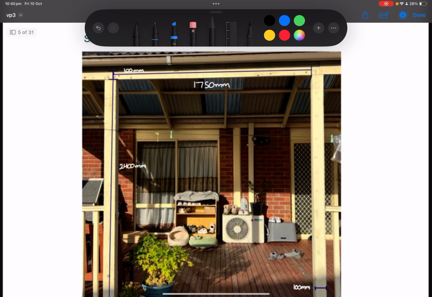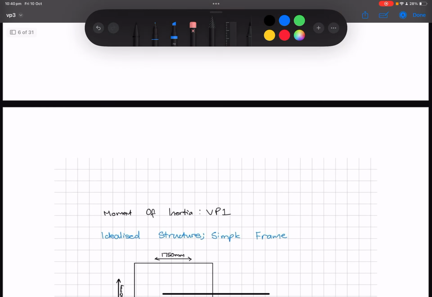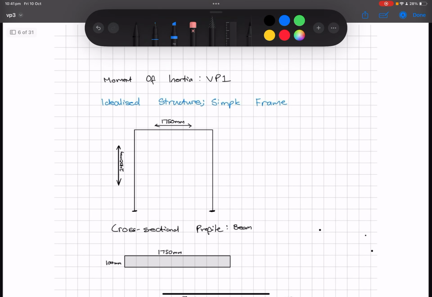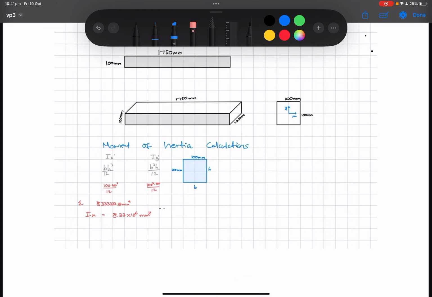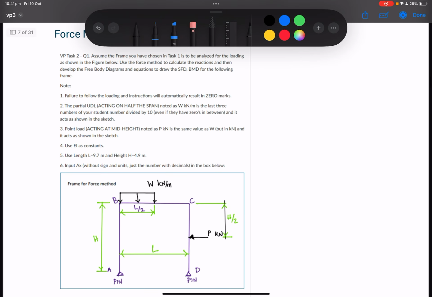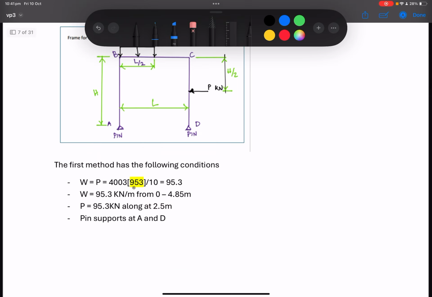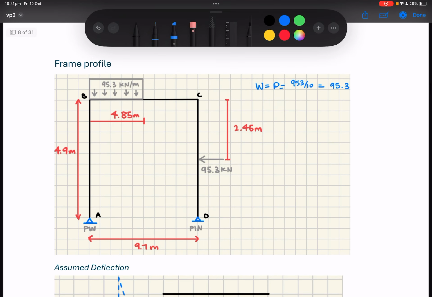Similarly, the simple frame over here, very similar characteristics. And the only calculation for that one was moment of inertia, which I calculated for my simple frame. Very simple equations that are used to get the moment of inertia. Now we're going to VP task 2, where students were given unique questions. W and P was linked to your student number, which mine being S4003953, the last 3 digits divided by 10, 95.3. The lengths and height were, from what I believe, unique to every different student to avoid plagiarism and whatnot.